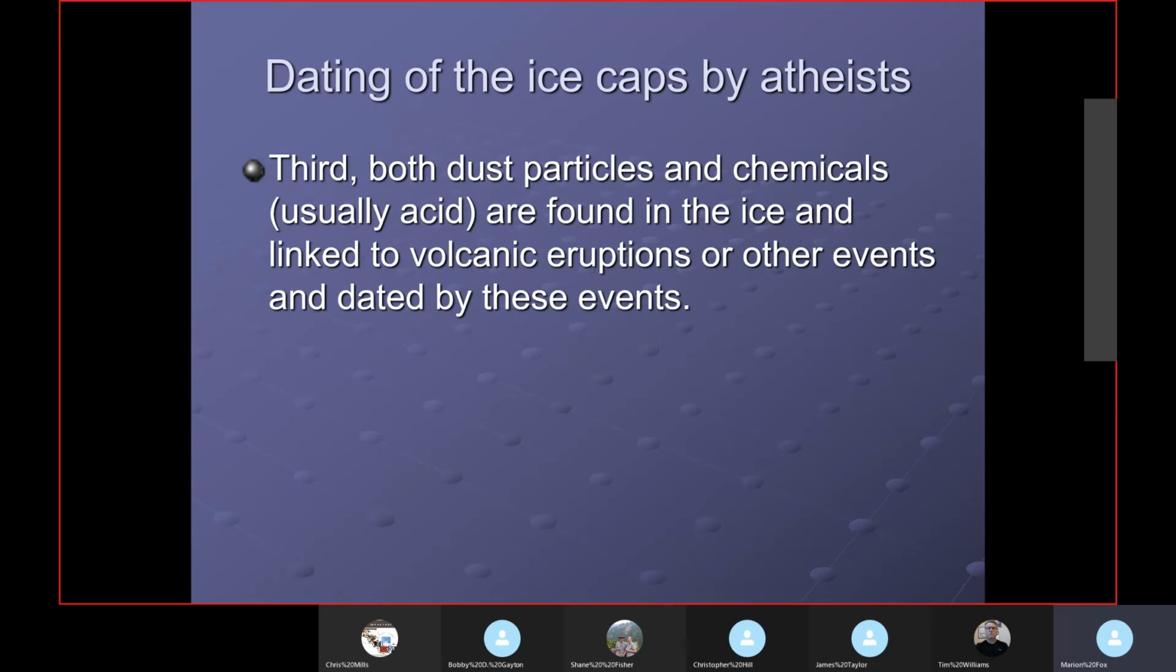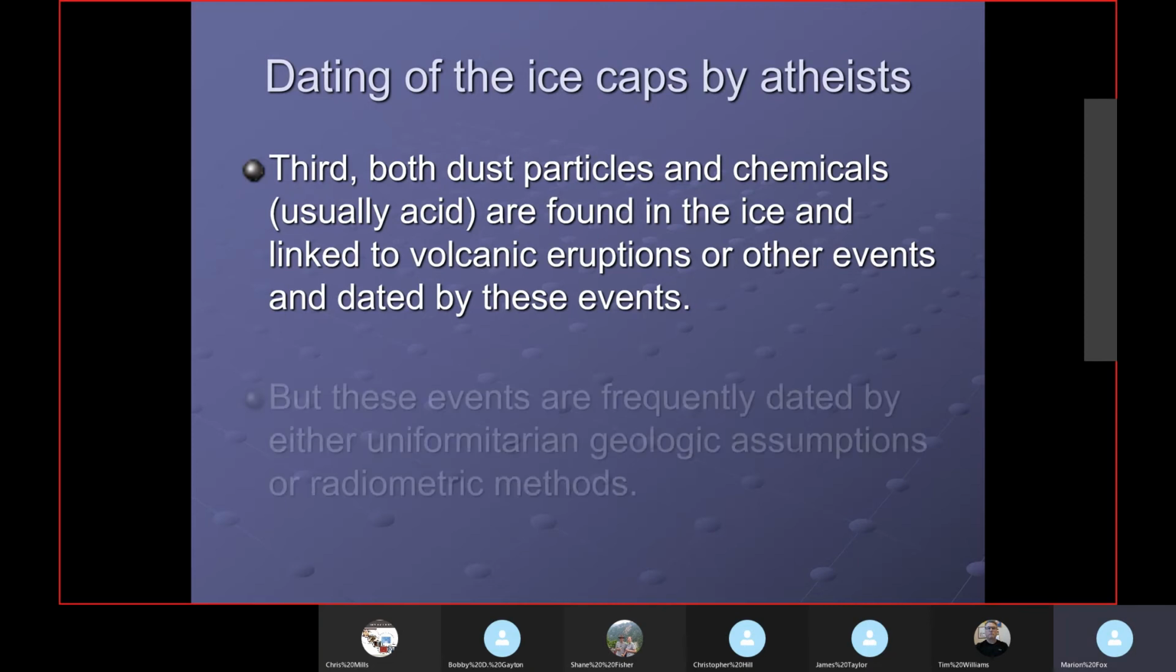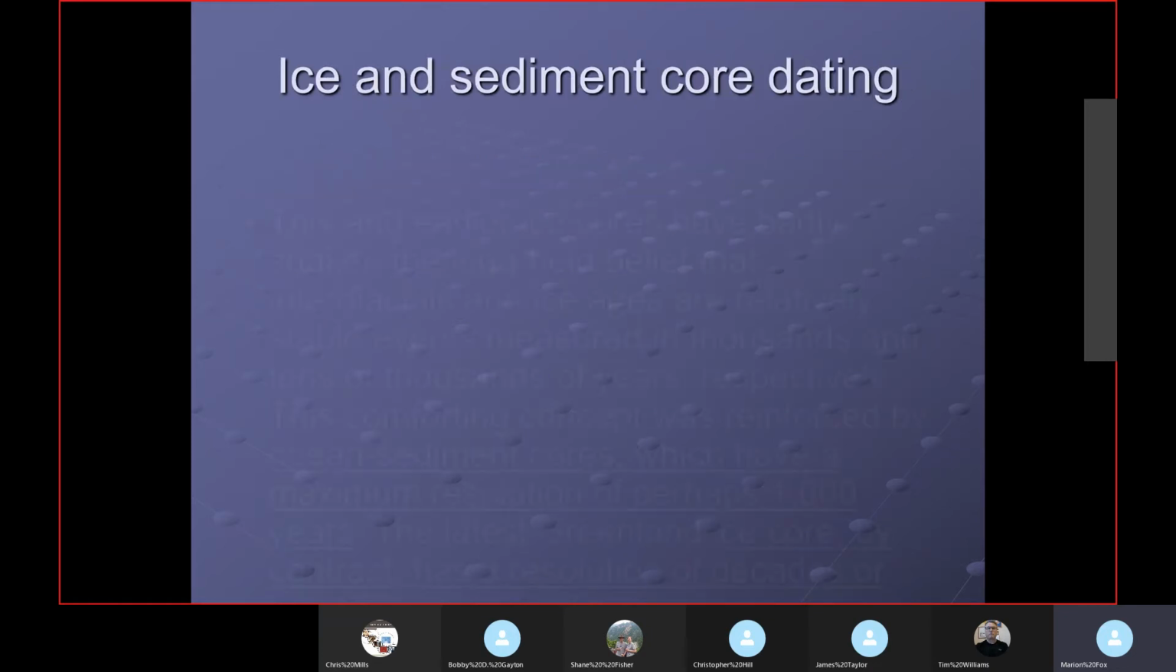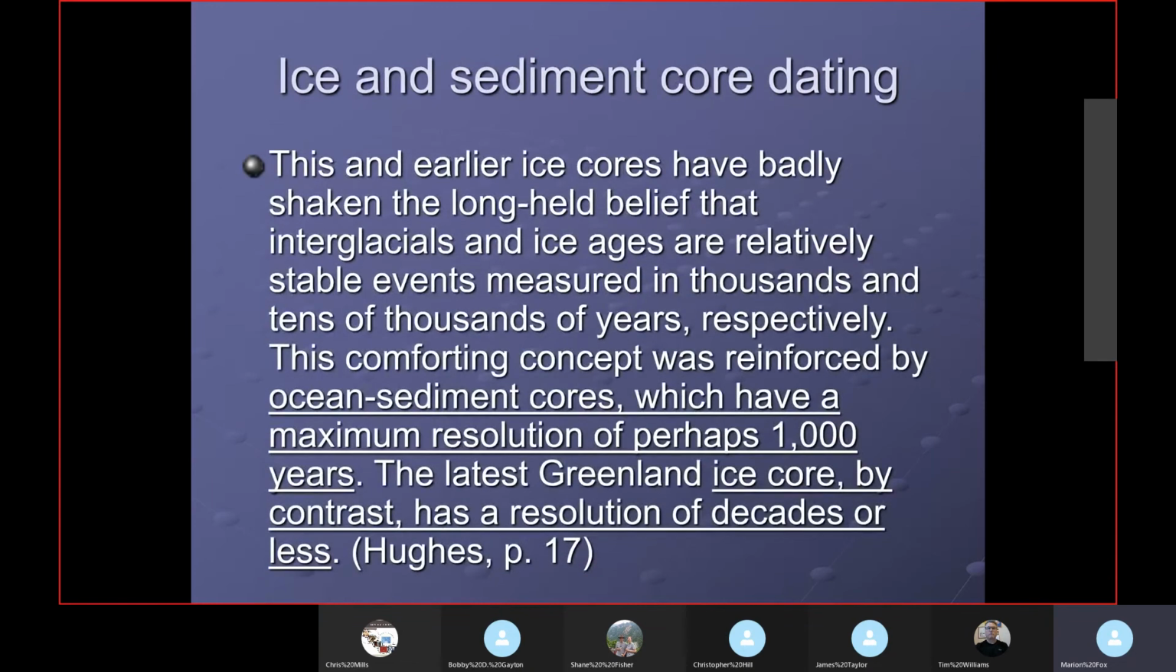So it goes back to circular reasoning. Right? These events are frequently dated by either uniformitarian geologic assumptions or radiometric methods. Radiometric would be by radiocarbon or other things. So we would have other radiometric dating techniques. This and earlier ice cores, so we have to deal with radiometric dating.